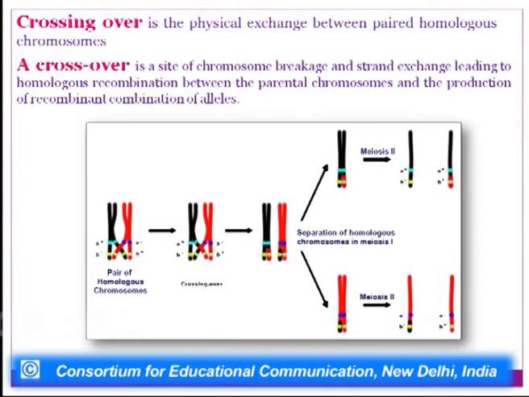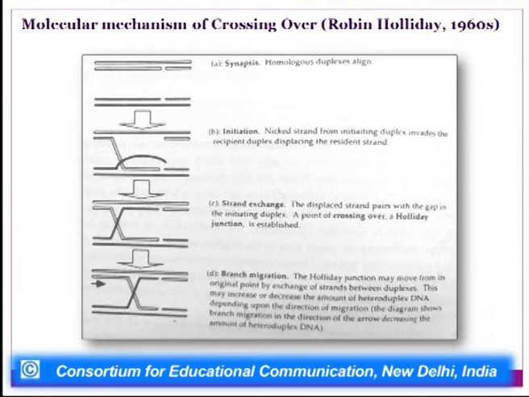And now we say that there is a physical exchange. So, before going on to the evidence which showed that there is actually a breakage and an exchange of segments, we will first look at the molecular mechanism of crossing over in detail, given by Robin Holliday in the 1960s. He showed that in synapsis, homologous duplexes align. Initiation: then what happens is that you can see now the two chromatids are shown.